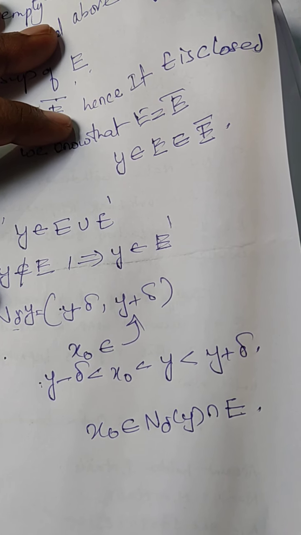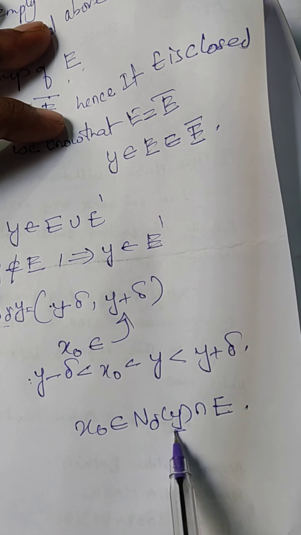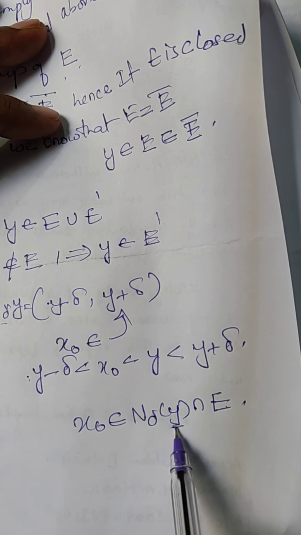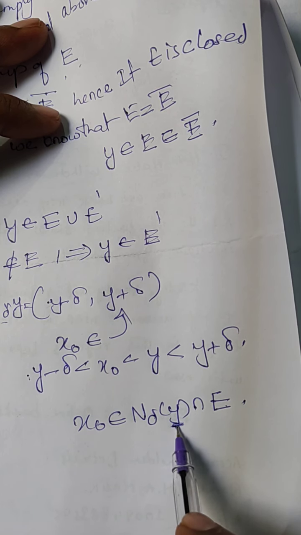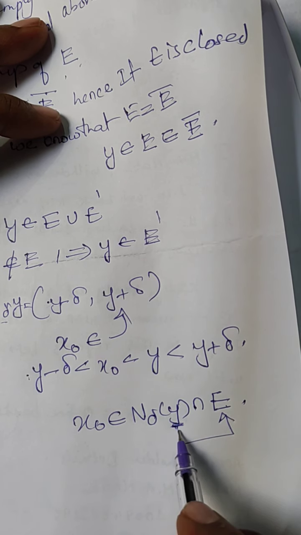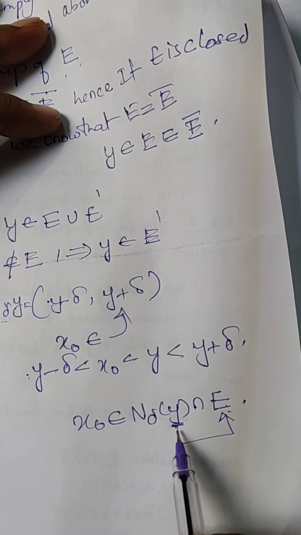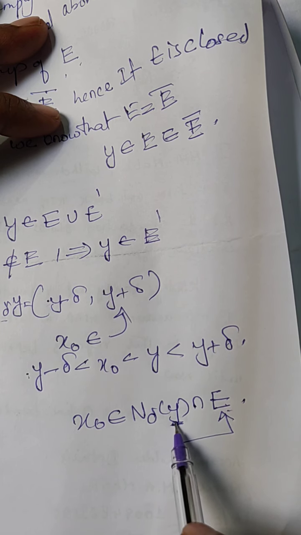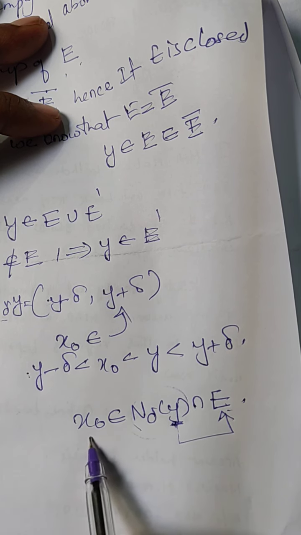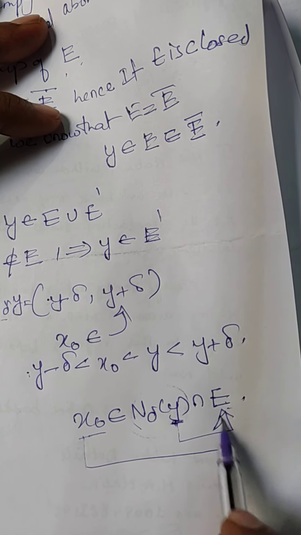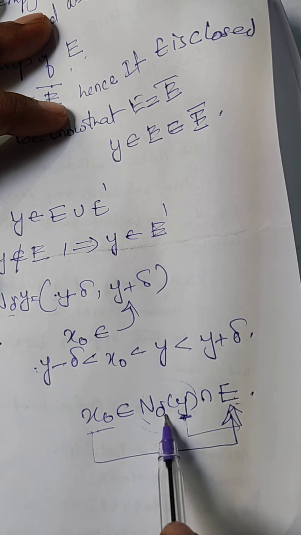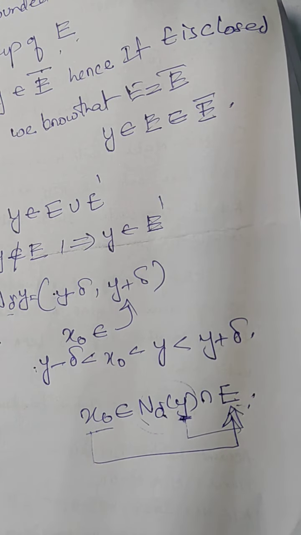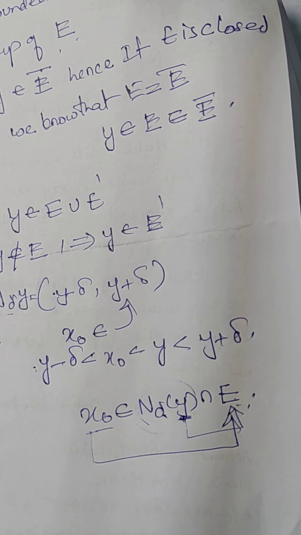So basically we got that y is some point which belongs to E closure, and we get that there is another point belonging to this N delta y, that is x naught, which belongs to this E. So we get that y is a limit point of E. For systematic steps, you can review your textbook, follow from your textbook.